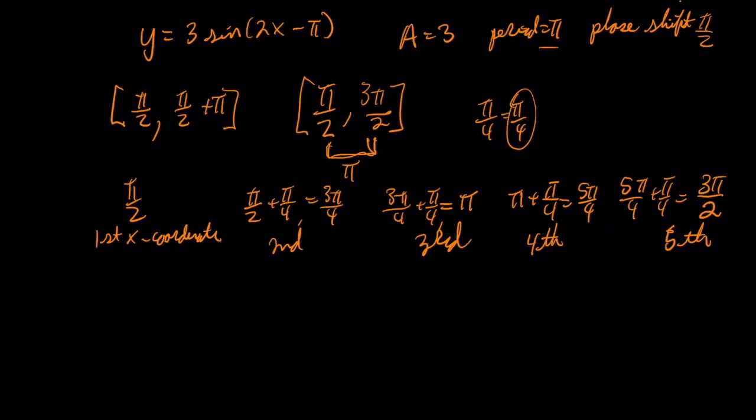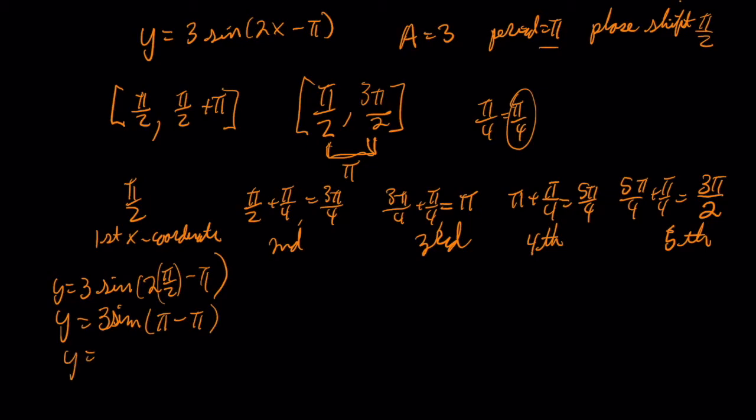So have your unit circle. That was the sound of me getting my unit circle. Have your unit circle handy. So if I have y equals 3 sine of 2 times pi over 2 minus pi, well, that's y equals 3 sine of pi minus pi. Y is 3 sine of 0. Well, sine of 0 is 0, so our y value is 0. So now we have the coordinate when x is pi over 2, y is 0.